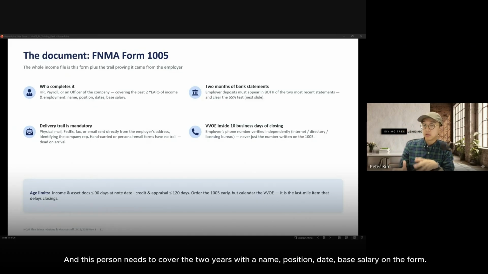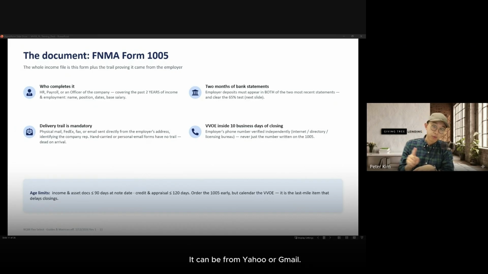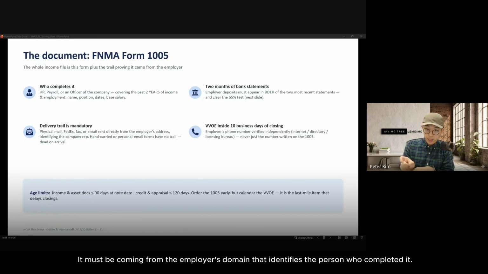And this person needs to cover the 2 years with a name, position, date, and base salary. On the form, you have to provide specific paper trail means, such as physical mail with a tracking number, FedEx, fax, or an email sent directly from the employer's domain. It can't be from Yahoo or Gmail. It must come from the employer's domain that identifies the person who completed it.